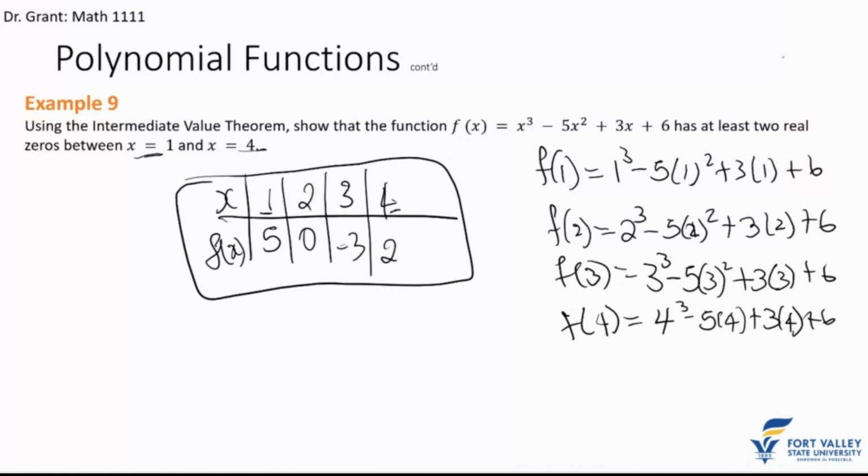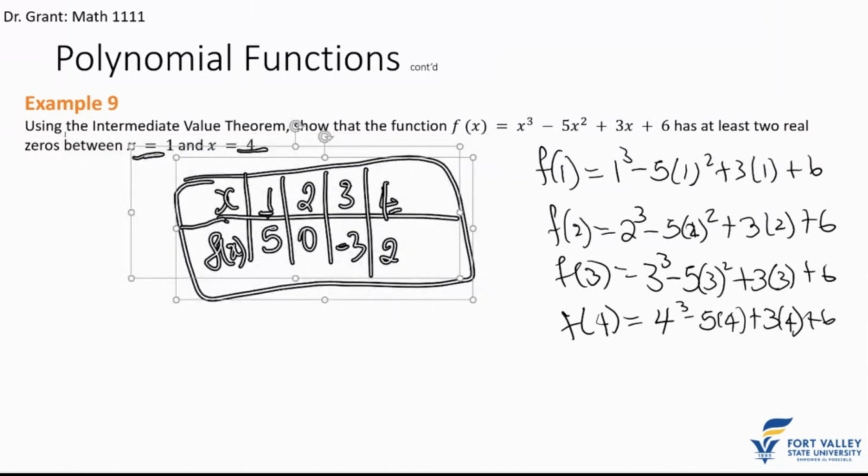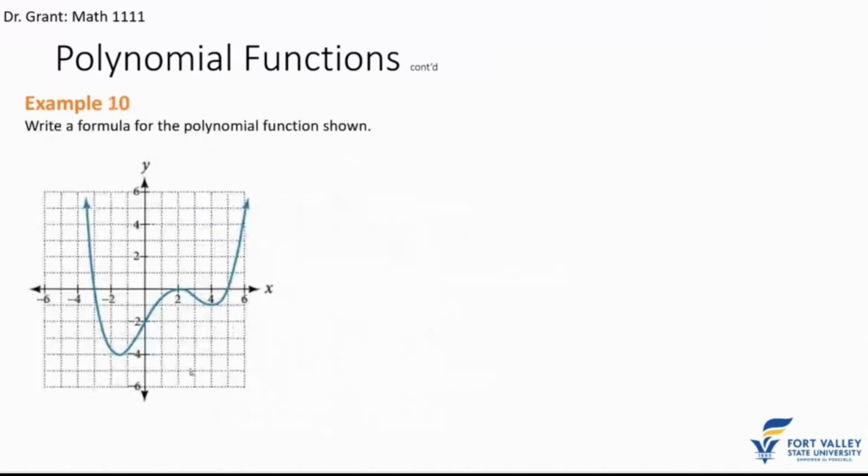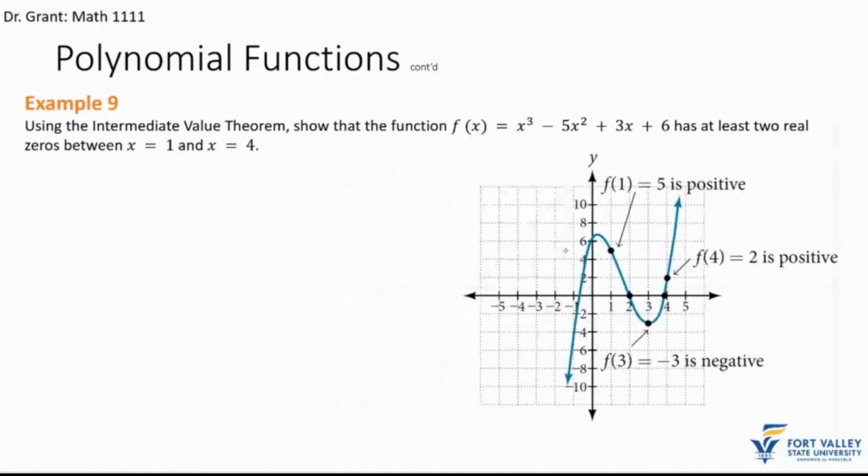Okay, and then once you plug them in, you'll get these values below: 5, 0, -3, and 2. So if you notice, let me copy this. I'm going to need this. Here we go. So here we have the graph of this function.